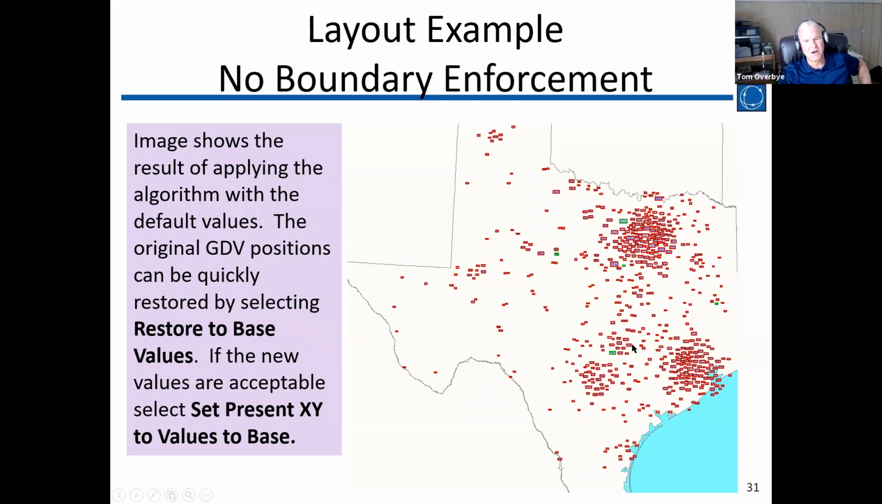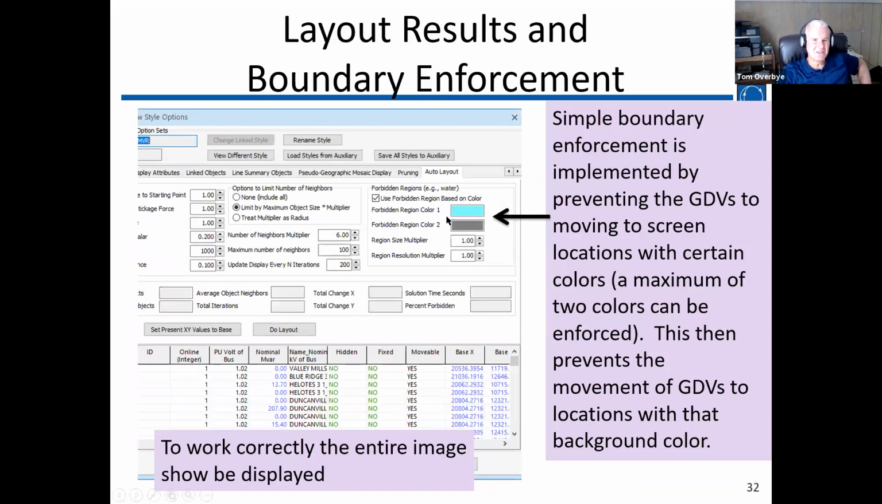In doing this, I will say one of the things we realized is we probably should do some boundary enforcement, because here, if you look at some of our switch shunts, if you're showing a map, these folks down here at the bottom got pushed out into the Gulf of Mexico. Maybe you don't like that. Some of them got pushed up into Oklahoma, so maybe we want to keep them in state. So what we did is we added forbidden regions. The way the forbidden regions work is if you check this box, you get to select up to 2 colors, and it will prevent your GDV from moving to a background location with that color.